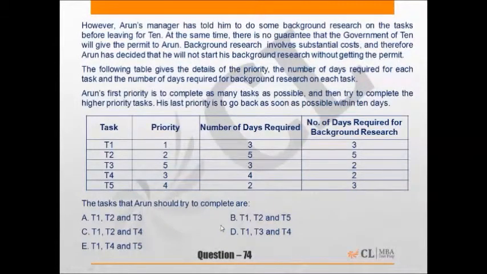Coming to the next question, here he has got instructions from his superiors to do some background work on the task that he is supposed to do in country 10, but he is not sure whether he would get a permit or not. So his priorities remain the same as for the previous questions: completing as many tasks as possible, giving preference to priorities, and going back as soon as possible within 10 days.